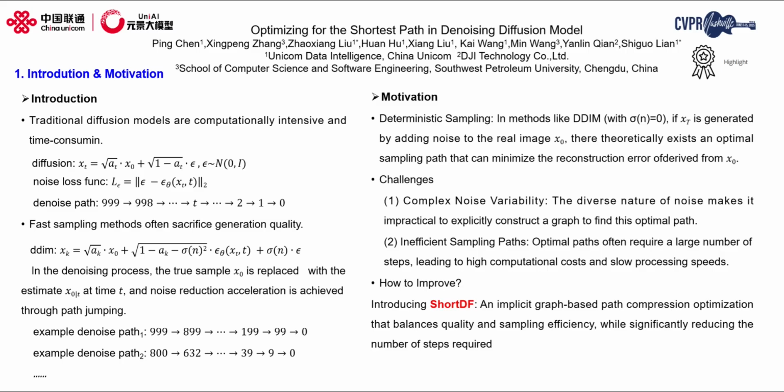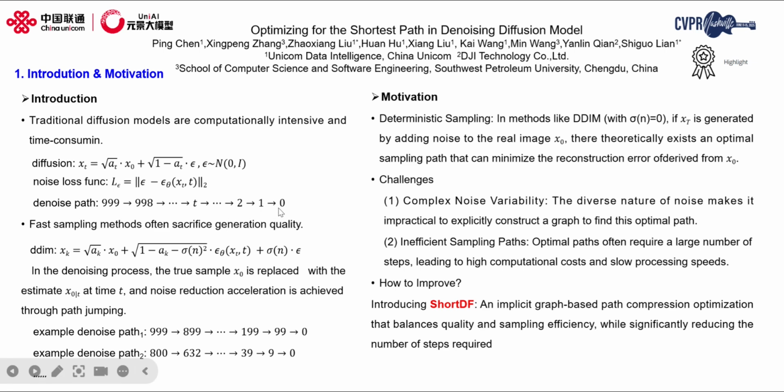Let's start with an overview of traditional diffusion models. Diffusion models, especially those based on the denoising diffusion probabilistic models, DDPM, have made remarkable strides in image generation. DDPM works by progressively adding noise to clean data through a Markov chain, transforming an image into Gaussian noise. To generate a clean image, we reverse this process, gradually removing the noise through multiple denoising steps. However, this process typically requires hundreds or even thousands of steps, which is computationally expensive and time-consuming.